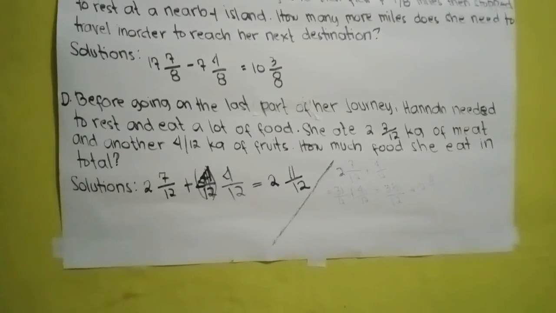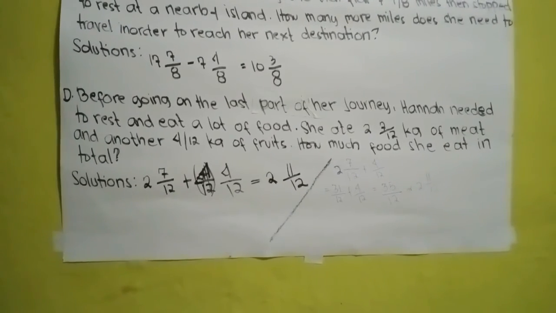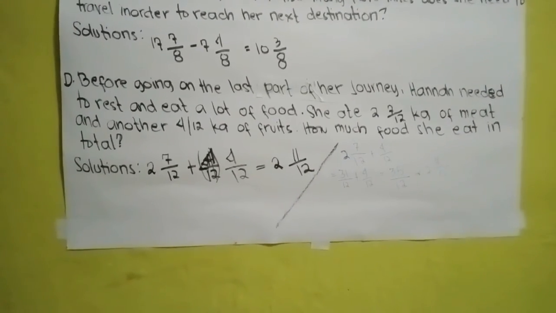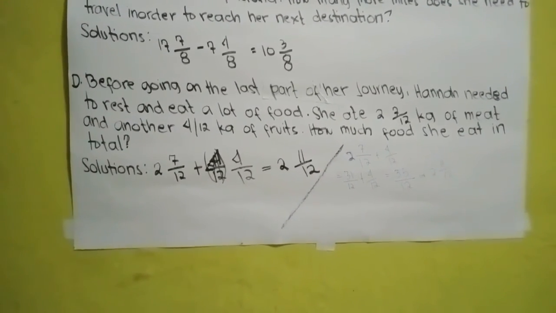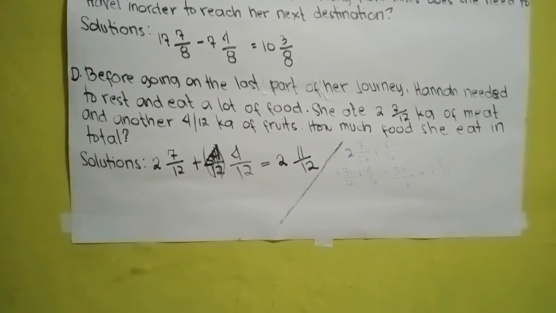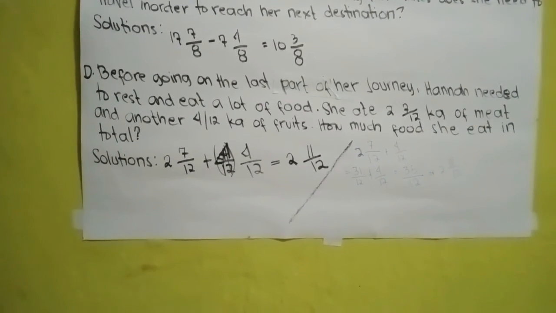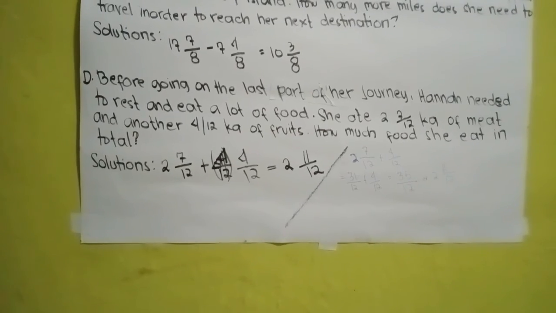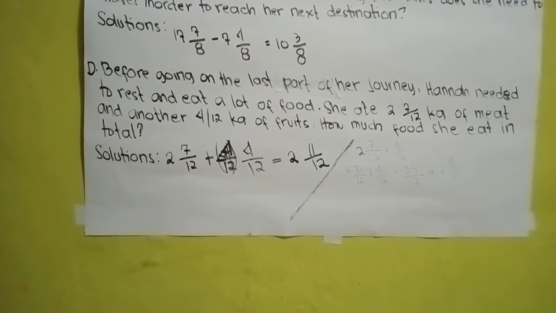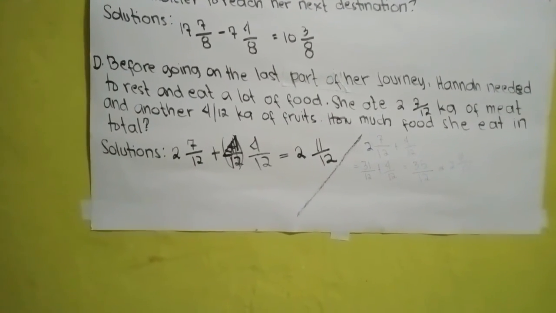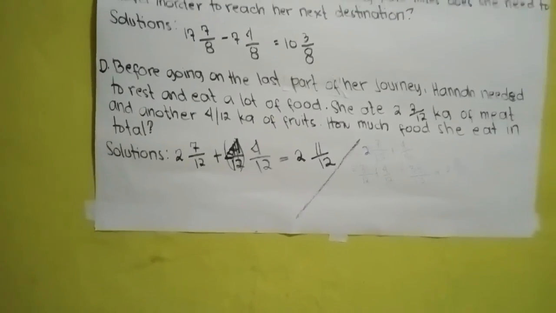Before going on the last part of her journey, Hannah needed to rest and eat a lot of food. She ate 2 and 7 over 12 kilograms of meat and another 4 over 12 kilograms of fruits. How much food she ate in total?